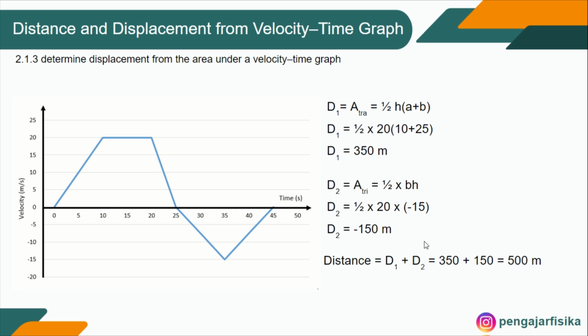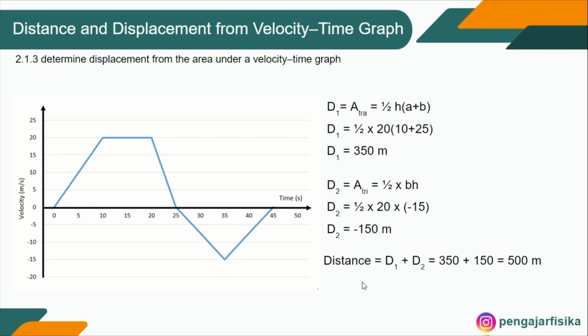And then to determine the distance, since distance is a scalar quantity, we don't consider the direction, so we only calculate the total length covered by the object when it moves. So 350 plus 150 equals 500 meter.